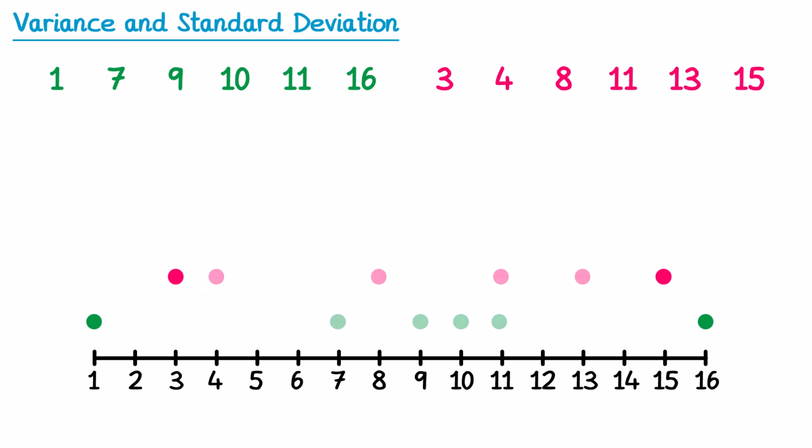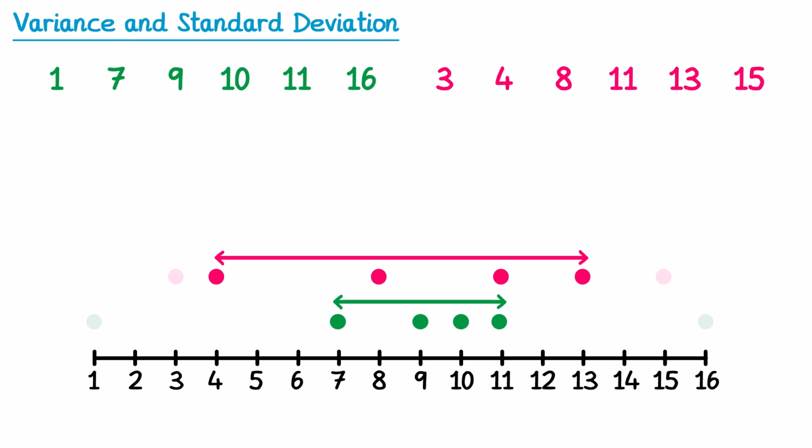If instead we use the interquartile range, we find the difference between the upper and lower quartiles. So for the red set of numbers, that's the difference between these two, and for the green set of numbers, the difference between these two. This time you'd end up with the opposite conclusion. You would decide that the red set of numbers is more spread out.